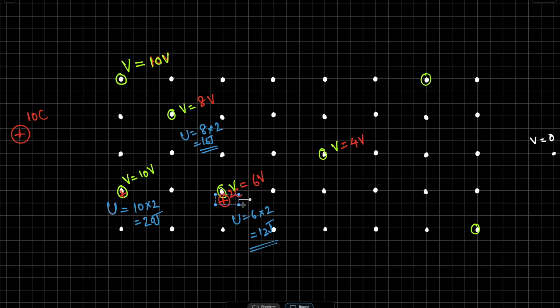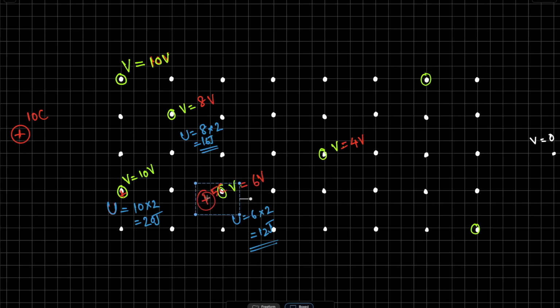Now I'm going to replace this 2 coulomb charge with a 5 coulomb charge, another test charge. I'm going to place it here. Now the potential energy will be 10 times 5, 50 joules. Place it here, the potential energy will be 8 times 5, 40 joules. Potential energy will be 6 times 5, 30 joules.